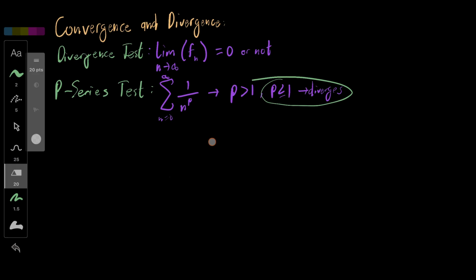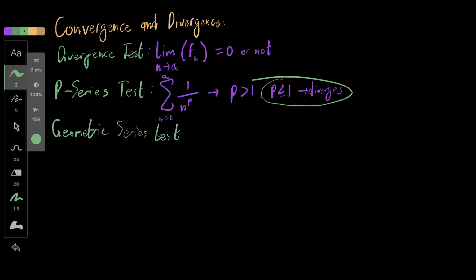Now let's talk about the geometric series test. Now, as you all know, a geometric series is the sum from n equal to 0 to infinity of a times r to the n. Now, if the absolute value of r is, again, less than 1, then that means that it converges. And that's how you do the test. And it's pretty much that simple.